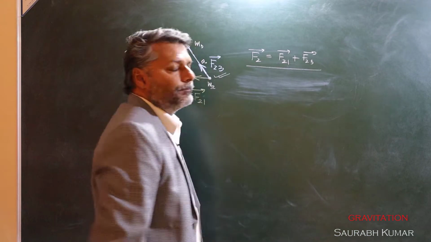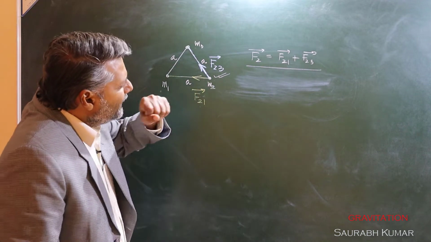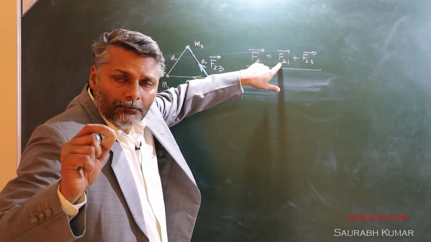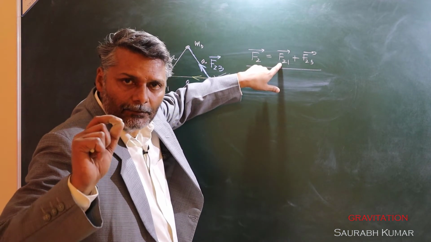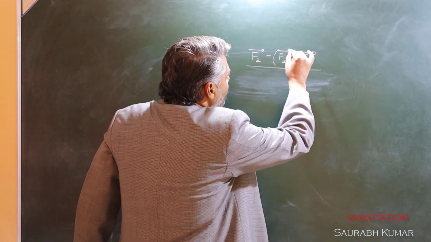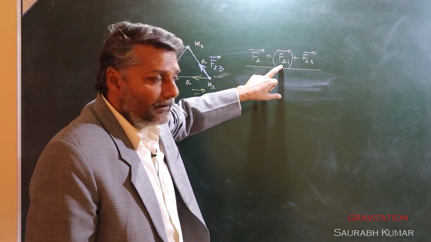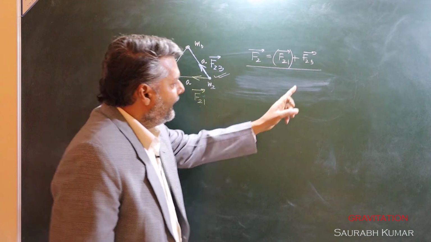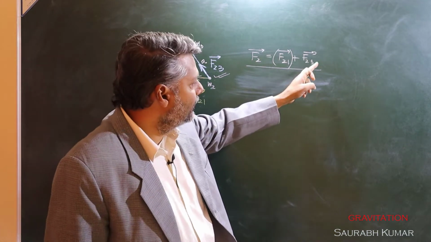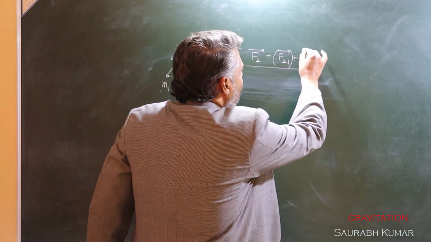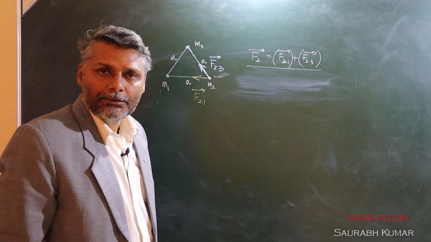This is what is known as the principle of superposition. What is the meaning of this? The principle of superposition means net effect is the sum of individual effects. So this F21 is the force between 2 and 1, that is what is meant by individual effects: the effect of 1 on 2. And F23 is the force on 2 because of 3, again an individual effect. And when you add these two, what you get is the net effect. So that is the principle of superposition.